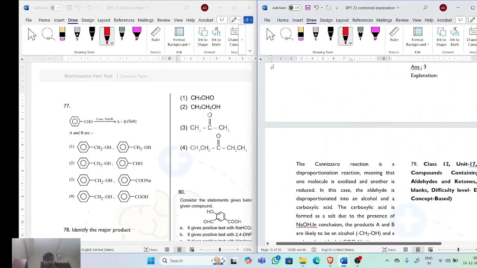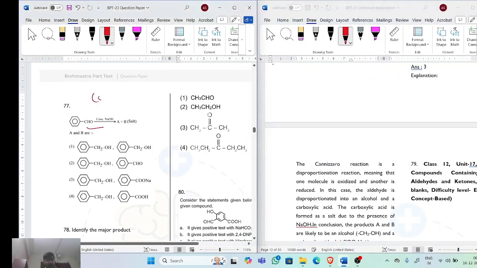Now question number 77, we are given benzaldehyde and concentrated NaOH, or you can say concentrated OH minus. So we have A and we have B salt. We have to find which is A and which is B.